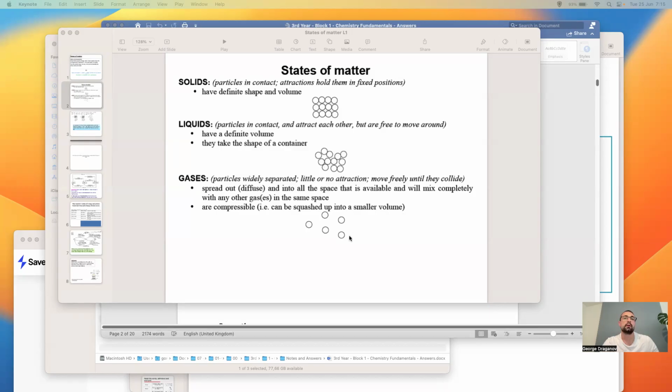In the last case, the gases, the force of attraction between the particles is the weakest, but the particles themselves have the highest energy because they're moving around freely until they collide with each other. So those are the three states of matter.